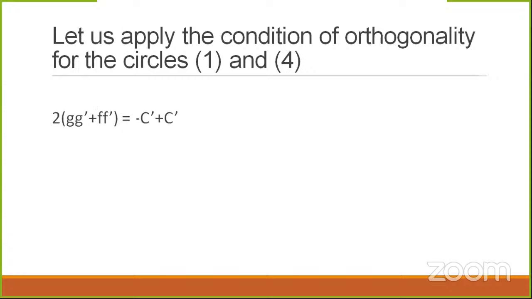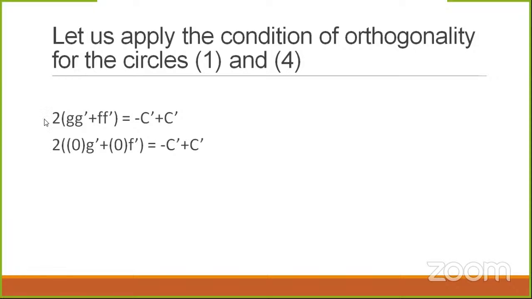2gg dash plus 2ff dash is equal to c plus c dash. Now let us apply the orthogonality condition. Now we shall prove that our circle 4 is orthogonal to the first circle, orthogonal to the second circle, as well as orthogonal to the third circle. This is our aim. Now what is the condition of orthogonality? 2 times gg dash plus ff dash is equal to c plus c dash.